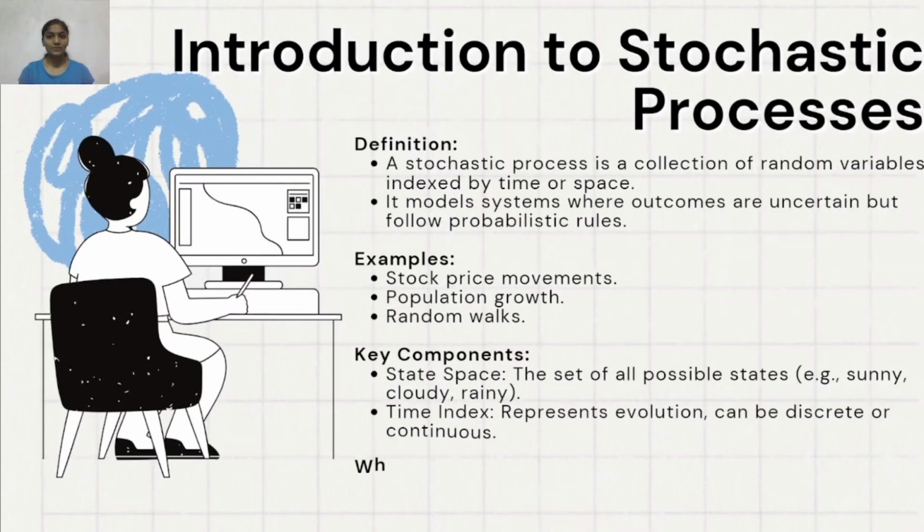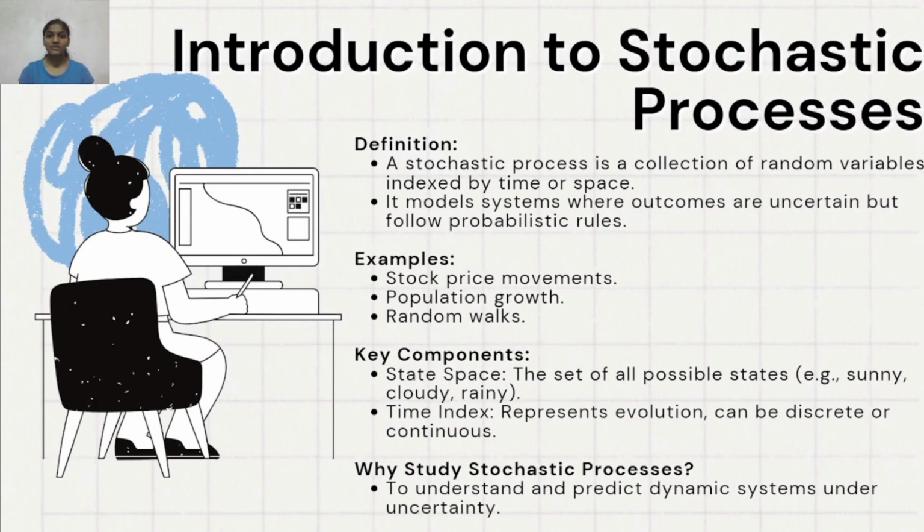Introduction to stochastic processes. Definition. A stochastic process is a collection of random variables indexed by time or space. It models systems where outcomes are uncertain but follow probabilistic rules. Examples are stock price movements, population growth, random walks. Key components are state space, time index.